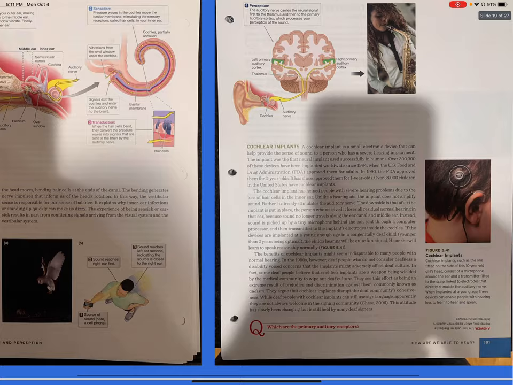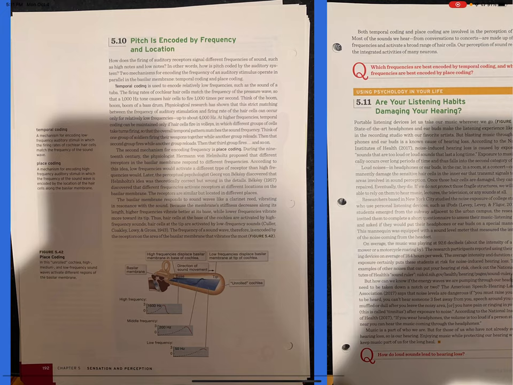5.10. Pitch is encoded by frequency and location. How does the firing of auditory receptors signal different frequencies of sound, such as high notes and low notes? In other words, how is pitch coded by the auditory system?